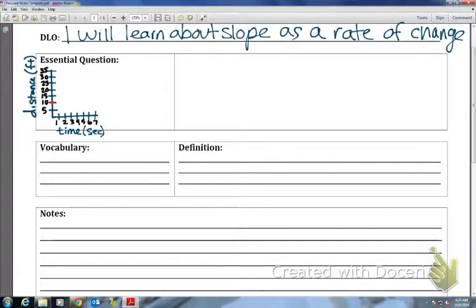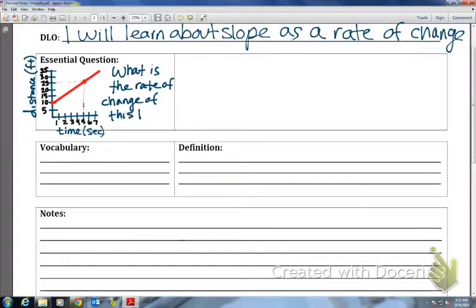So my first point is going to be at 0 seconds and 10 feet. So I'm going to go ahead and put a point there for the red line. And then I'm going to have a point here at 5 seconds and 25 feet. So I'm going to go ahead and connect those 2 points. So those are going to be my 2 points, and I'm going to connect that line. And my question for you guys is, what is the rate of change of this line?